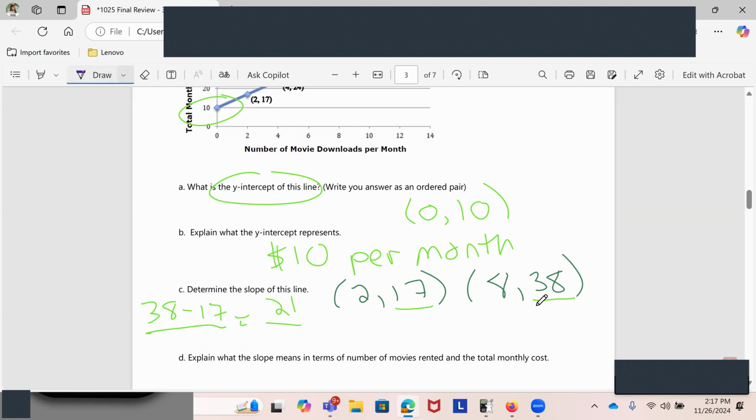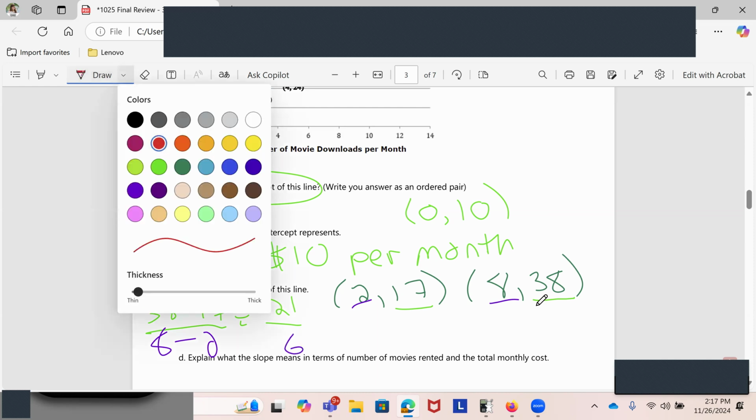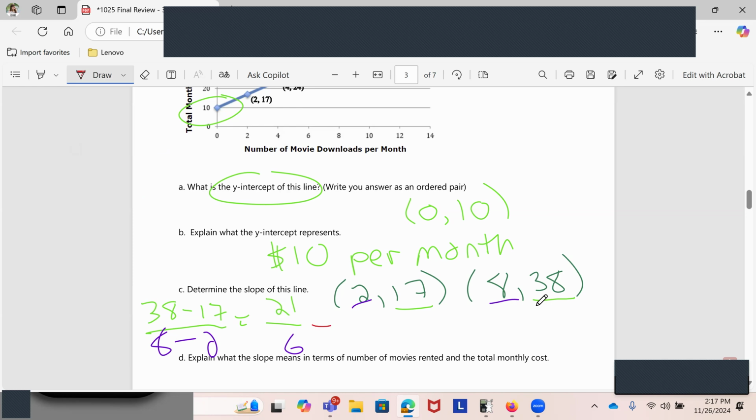All right. Then in the same order, subtract the x values. So 38 went first, so 8 goes first, minus the other x value. What is 8 minus 2? I think we get 6. And then your last step is to divide it out. I'm going to take 21 divided by 6 in my calculator, and I get 3.5.